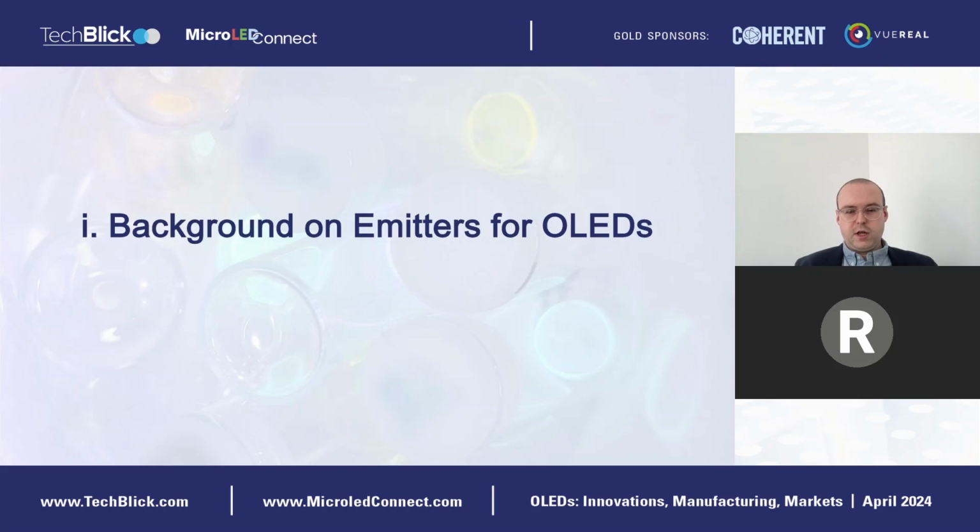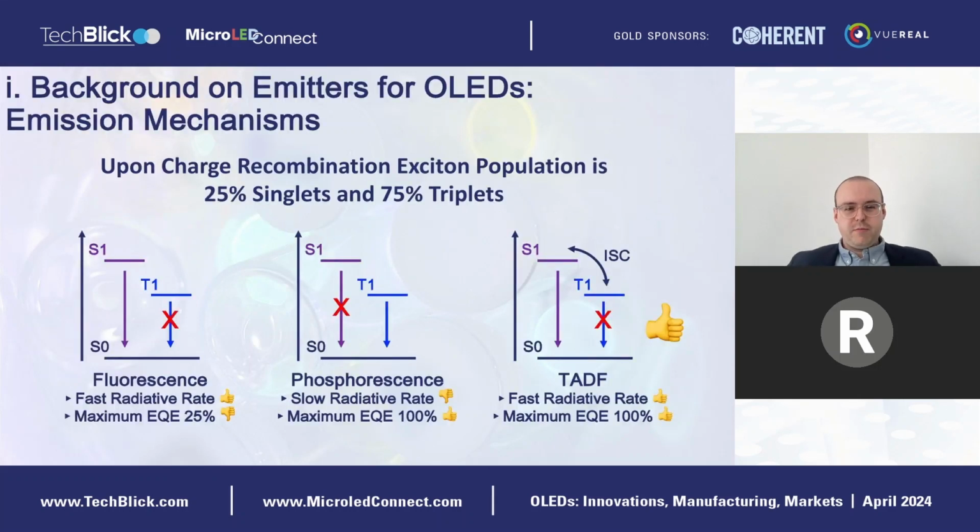So first off, this is a slide that might be familiar to a lot of people, but I will go over it again briefly. Upon charge recombination or excitation in an electroluminescent device such as an OLED, your excitons, or excited states, will be made in a 25% singlet and 75% triplet population.